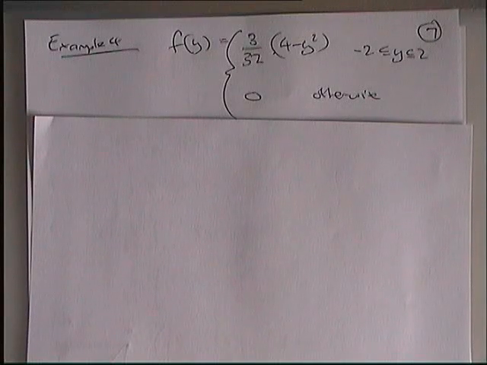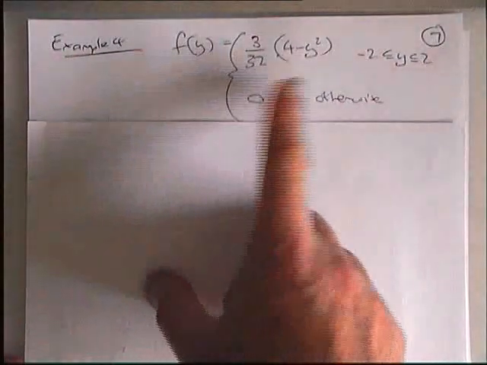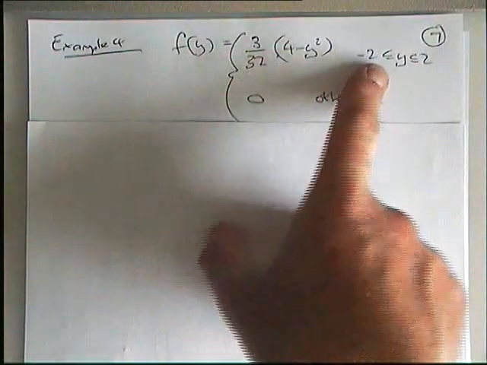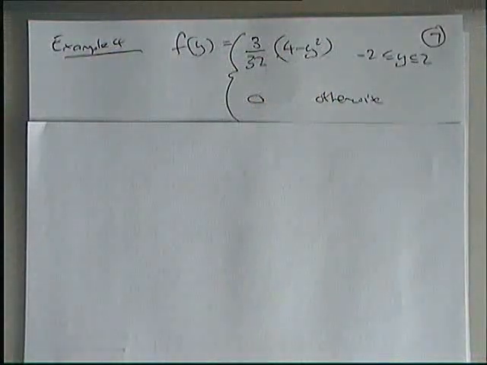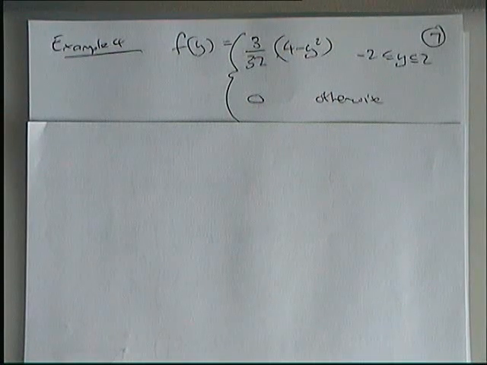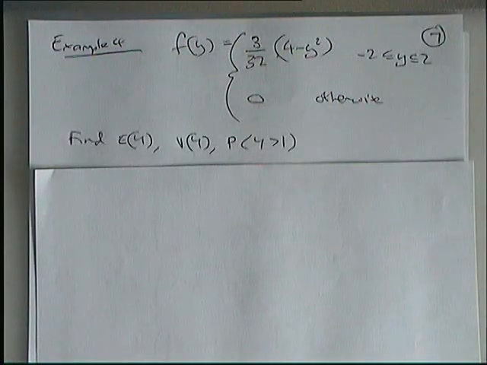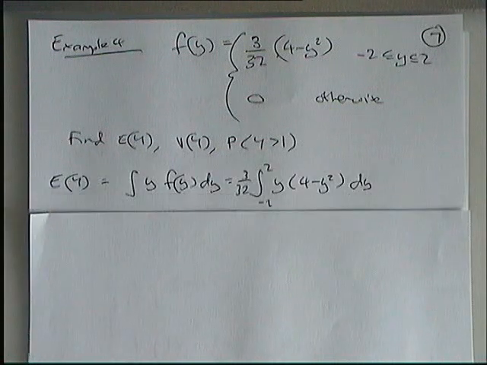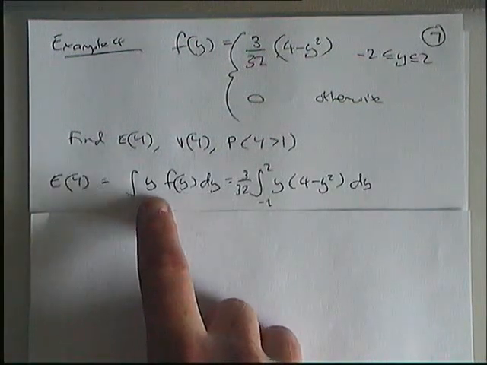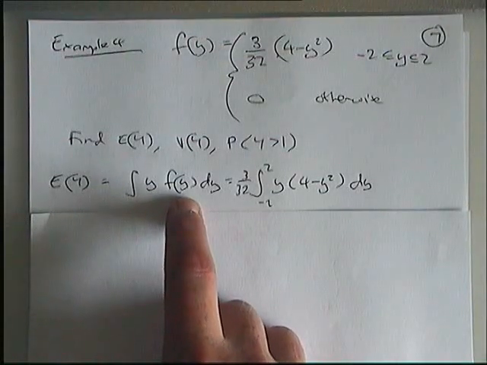Towards the end of the lesson we went through an example. We have a distribution existing between -2 and 2, 3 over 32, 4 minus y squared, and we had to find the expectation of y, the variance of y, and the probability that y is greater than 1. So for the expectation of y, you were integrating y times by the function.